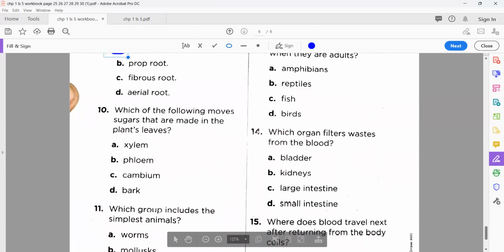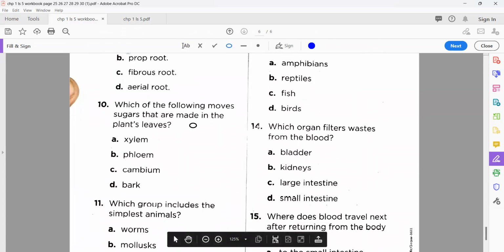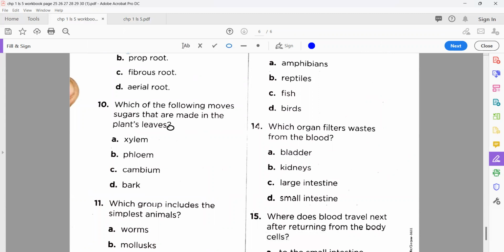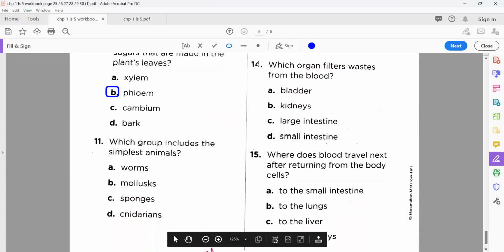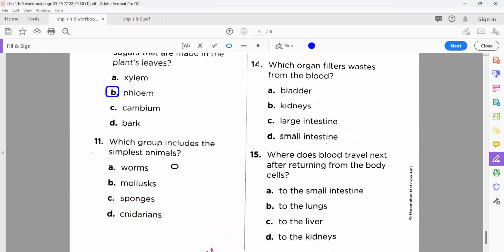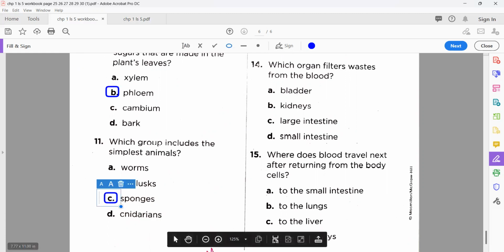Number 10: which of the following moves sugars that are made in the plant's leaves? You know very well about this one. The best option is B, phloem, not cambium, not bark, and not your answer A. Now number 11: which group includes the simplest animal, or where life is starting from? Worms are not simple, mollusks not, not even cnidarians. So the C option, sponges, they are the simplest one.